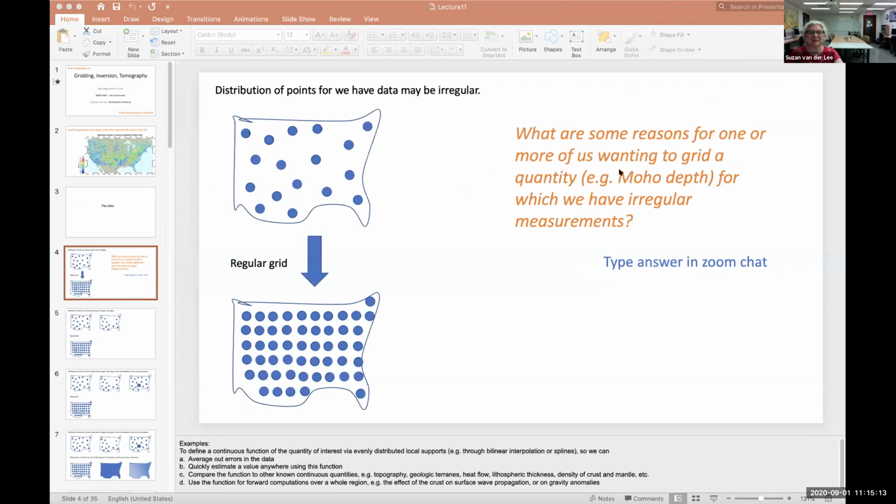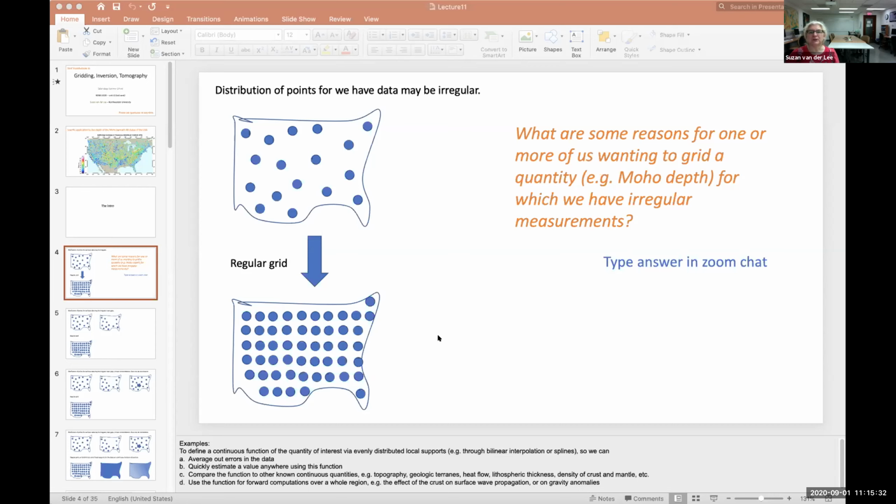All right. Right, so yes, I think you hit the nail on the head. To define a continuous function of the quantity of interest via evenly distributed local supports, for example, through bilinear interpolation or splines between these regularly spaced support points over here.